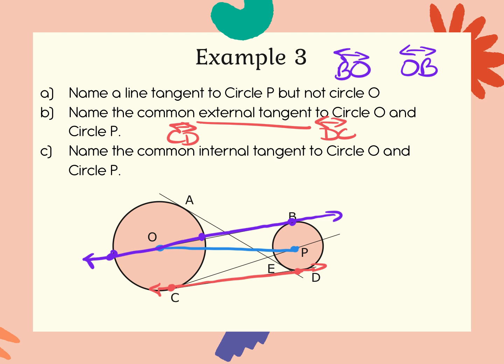And now the internal tangent would be this line going straight through here. It would be the AE because it's crossing the blue line. The point of tangency for O is A, and for P it would be the E. So AE or EA.